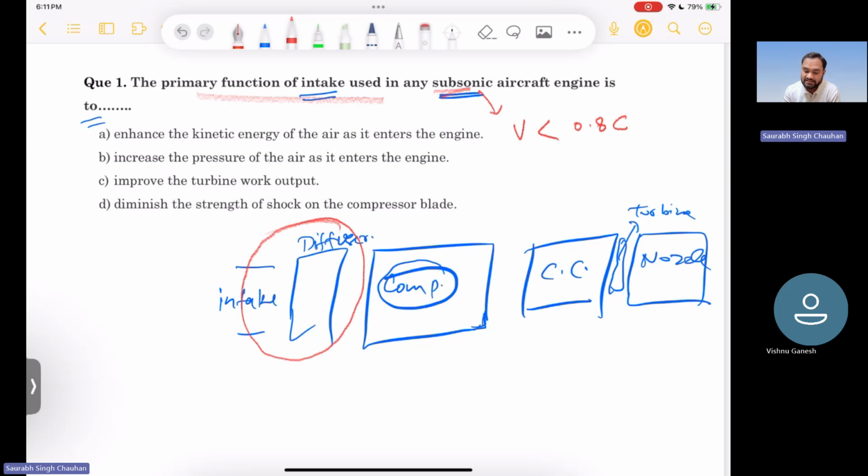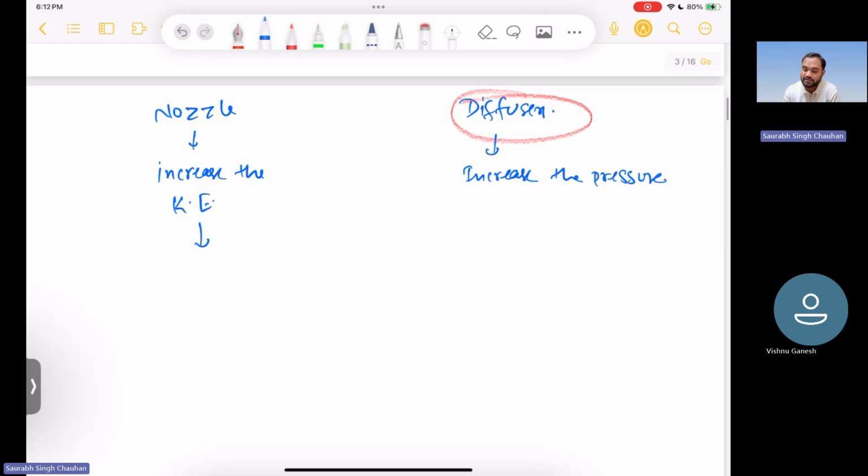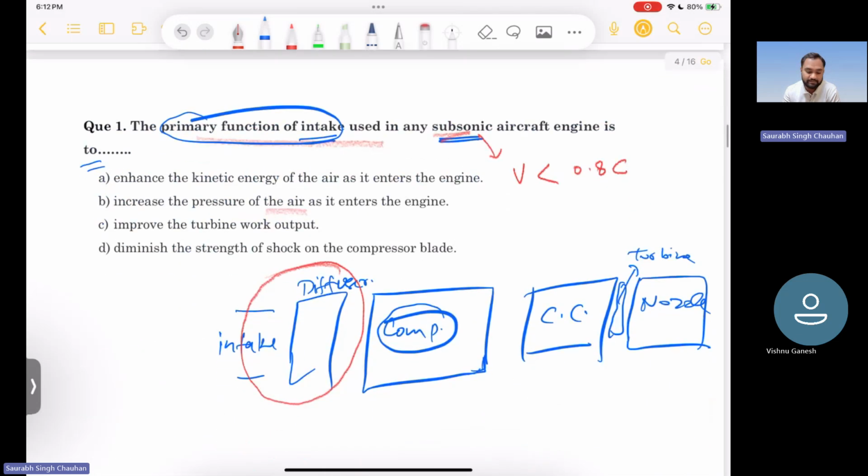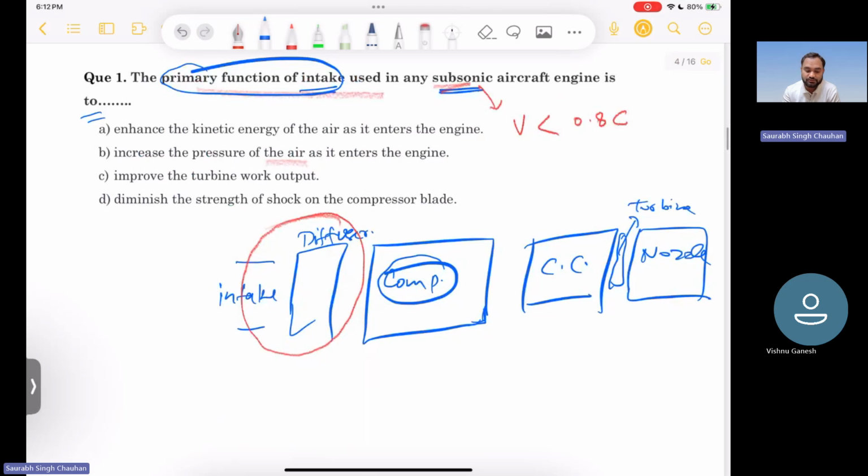Option A says to increase the kinetic energy of the gas as it enters the engine. Option B says increase the pressure of the air as it enters the engine. Option C says to improve the turbine work output. Option D, to diminish the strength of the shock on the compressor blade. It is asking about the primary function of the intake, that means the primary function of the diffuser. As we discussed, the purpose of a diffuser is to increase the pressure. So you can easily answer this question, and as you must have guessed, the correct option is option B, to increase the pressure of air as it enters the engine. This is the primary purpose of the diffuser.